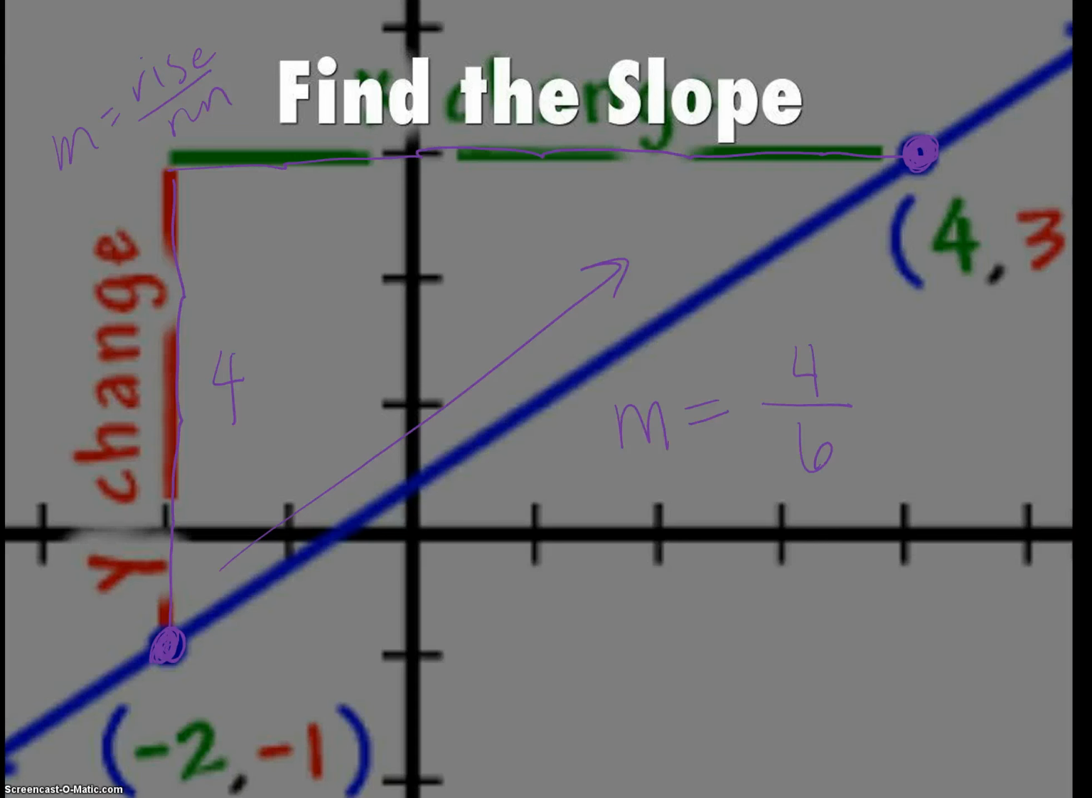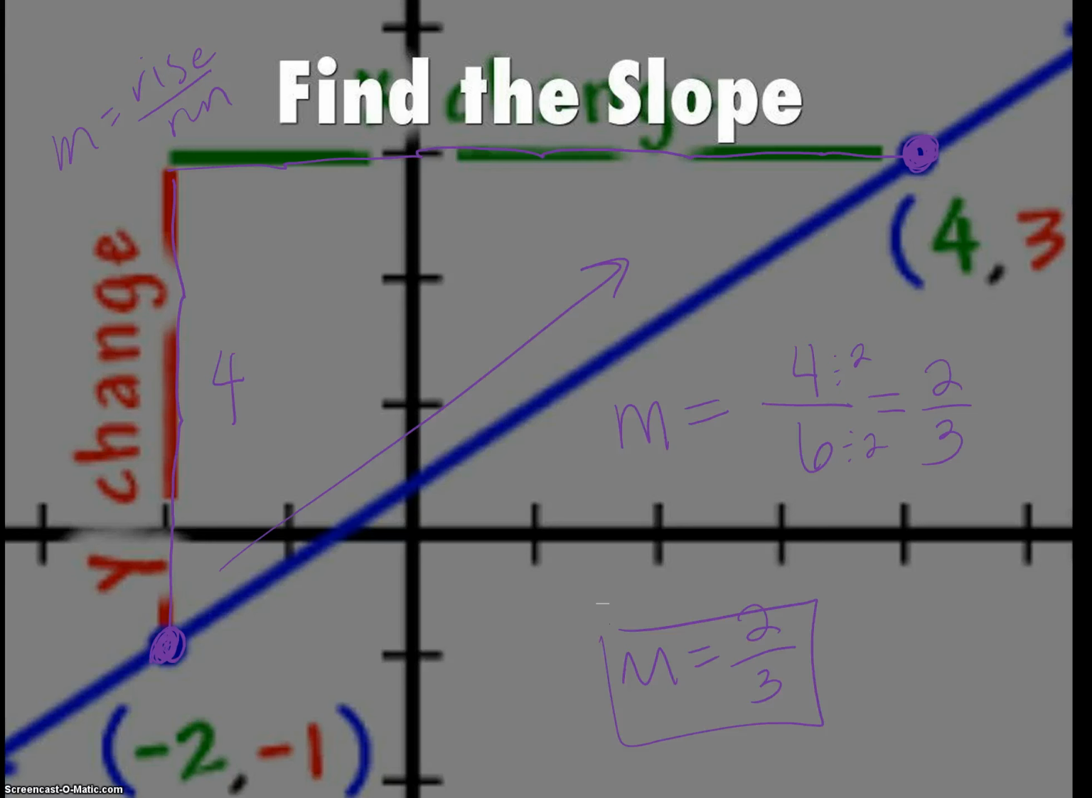Now this is great and all, but it's not reduced. So I want to make sure I reduce my fraction if I can. They're both even, so I can divide them by 2 over 2, and I get the slope of 2/3. So this line has a slope of a positive 2/3.